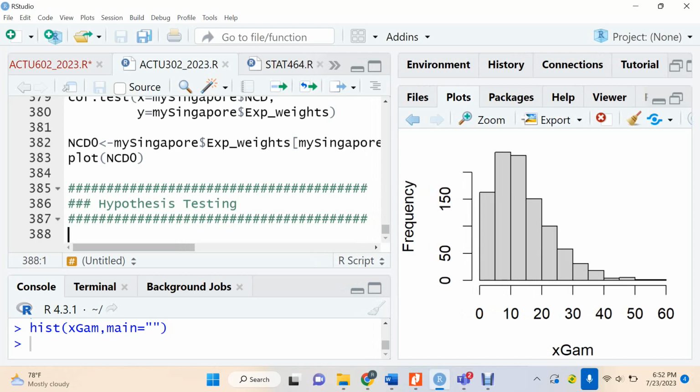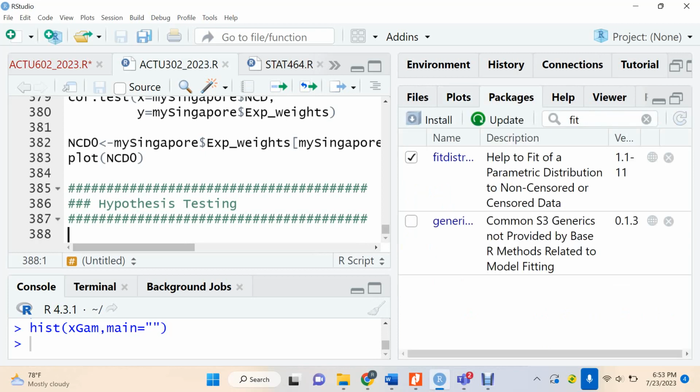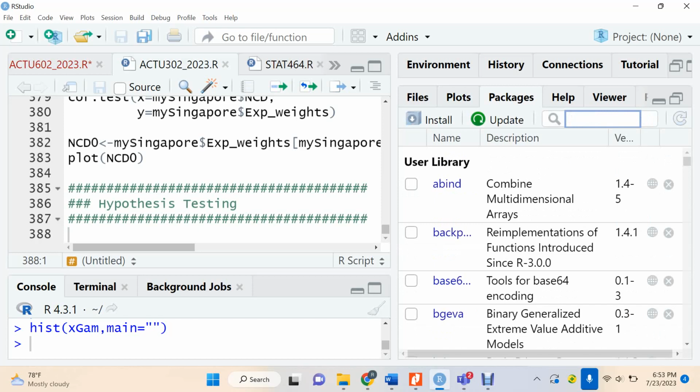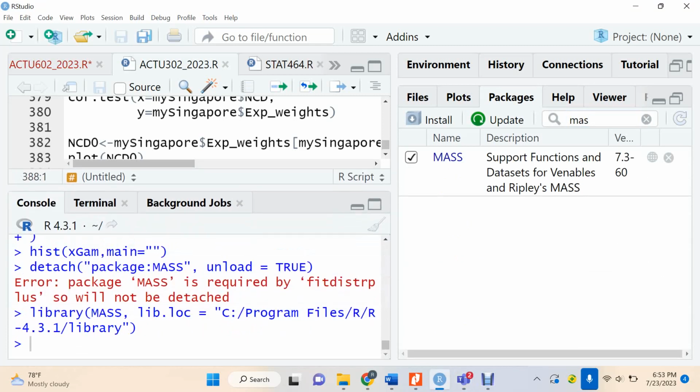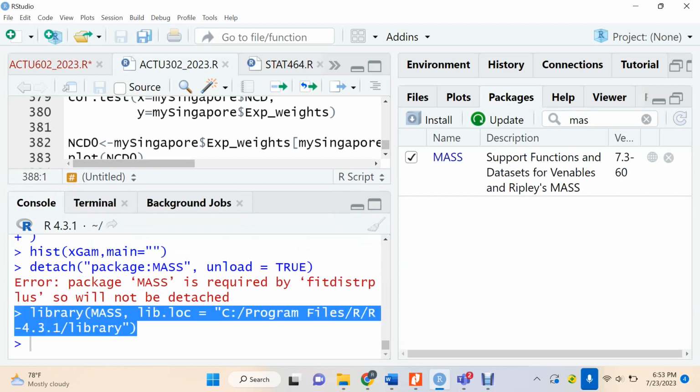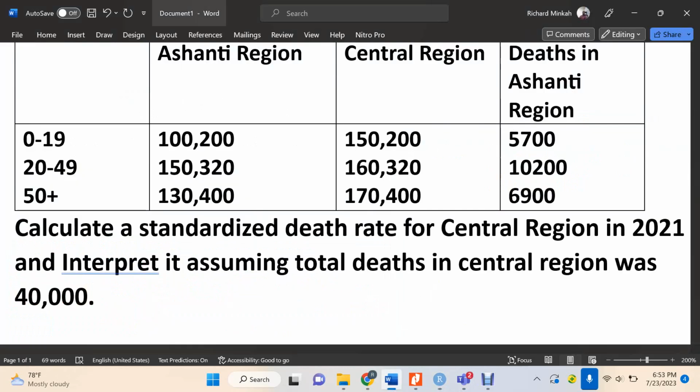So the first one, if you have the question, as I say, the help files: how do you get help? Well, first of all, we said that this thing is in the MASS package. So maybe you come to here, you look for MASS, and then you take it like this. Once I take it, when you come here, you see libraries, so and so. So I'll copy this and paste it in my Word document.